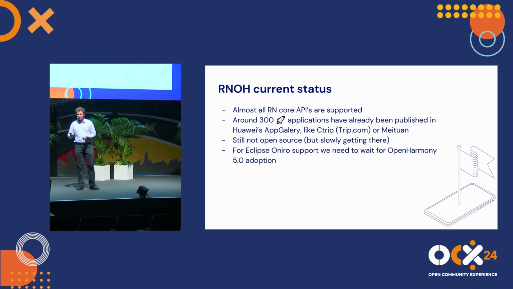And when it comes to RNOH current status, almost all core React Native APIs are supported, and around 300 applications have actually been published in Huawei's app gallery for Harmony OS. And some of these apps are quite huge. For example, Ctrip, it's like trip.com, but for the Chinese market, or Meituan. And these are very large in the Chinese domestic market.